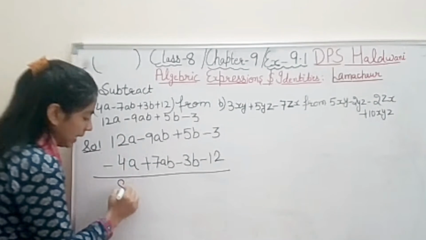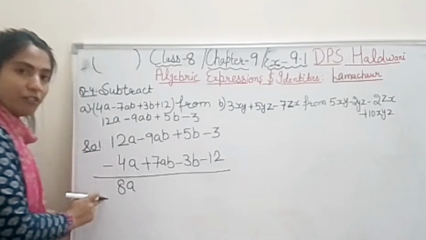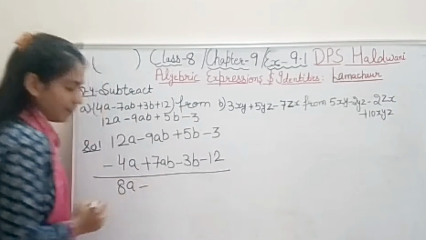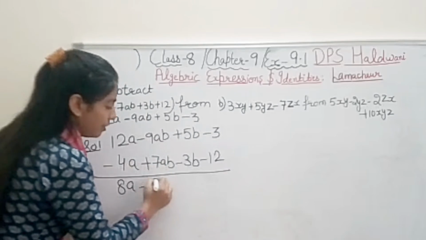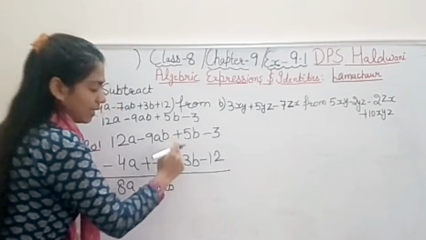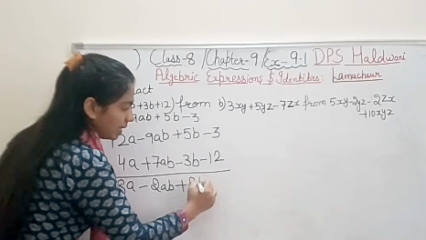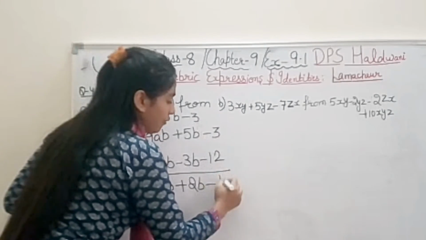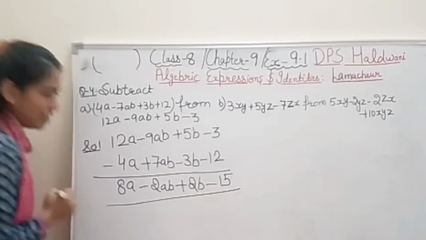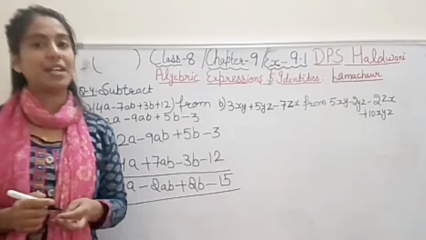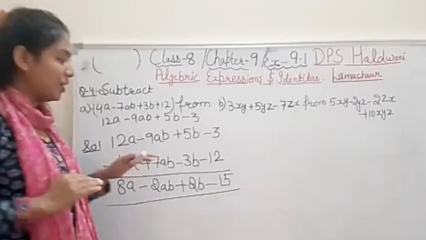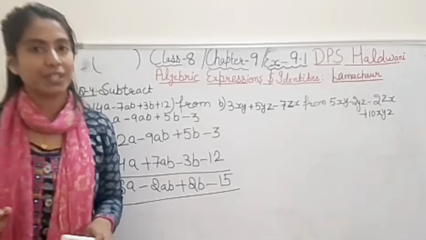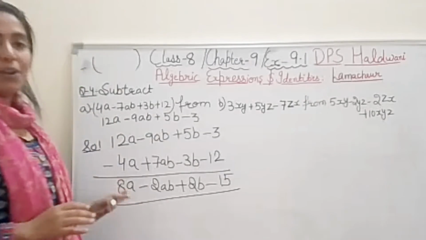Now do the subtraction. 12 minus 4, 8a. Sign will be plus. So plus minus minus, sign of the bigger digit. So 9 minus 7, 2ab, plus 2b. Minus minus plus, sign minus, so 12 plus 3, 15. Have you seen student? These basic things which we have learned during classes we are using over here. So basics of maths will not change anywhere. Right student? So this is about A part.